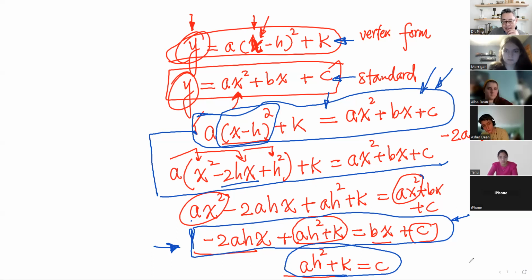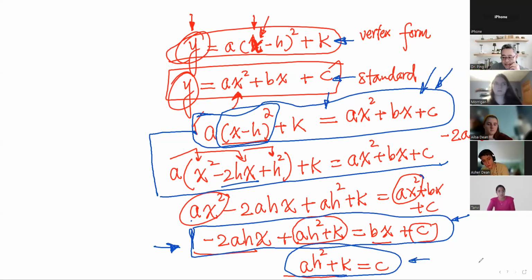Are we okay on this step? Yes? So I see we kind of jump from -2ah x plus ah squared plus k equals bx plus c to ah squared plus k equals c.